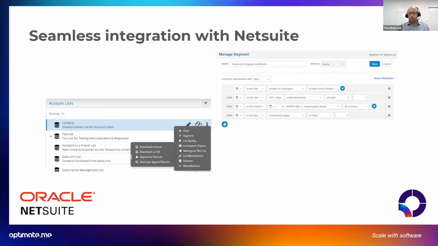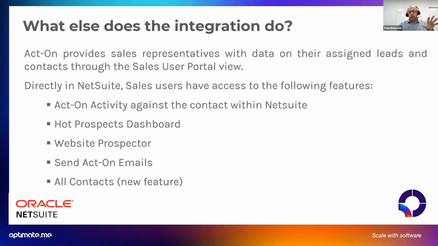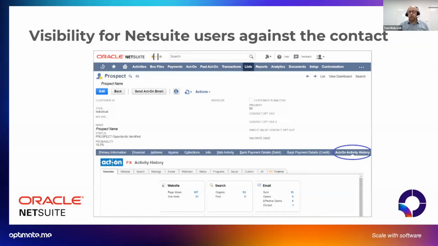Okay, so I'm going quite quickly, but there's good stuff with this integration. So what else does the integration do? I talked about the way that the integration makes it easier for marketing professionals in Acton to use it, but it also has a really nice interface for the actual users inside NetSuite. So for example, you can see here that this is a view of NetSuite, and on the right hand side, there's an Acton activity history. And what it basically means is that the people that are using NetSuite can see all the marketing activity that's being created by the marketing team.